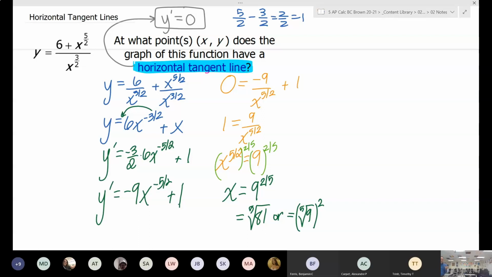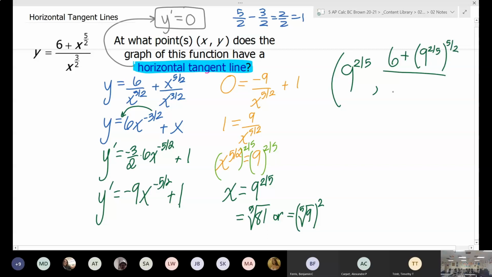And then in calculus, always make sure you go back and actually answer the question being asked. This one asked for at what points x comma y, so we do want to write the actual coordinate. This graph has a horizontal tangent line where the x coordinate is 9 to the 2/5 or any of those equivalent answers. The y coordinate is 6 plus whatever x is raised to the 5/2, all over what x is raised to the 3/2, and x again was 9 to the 2/5.